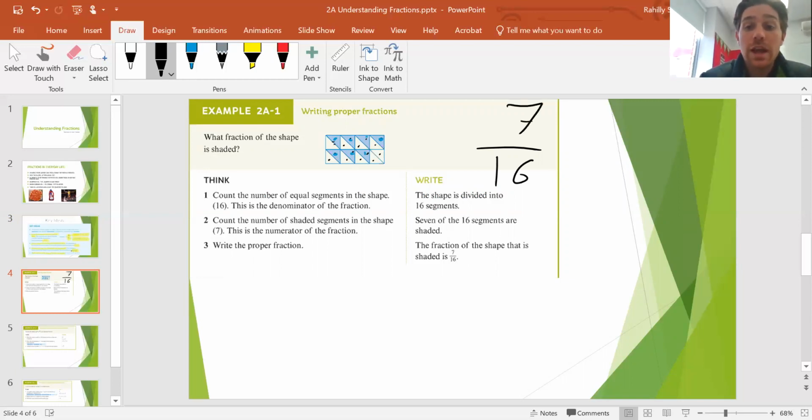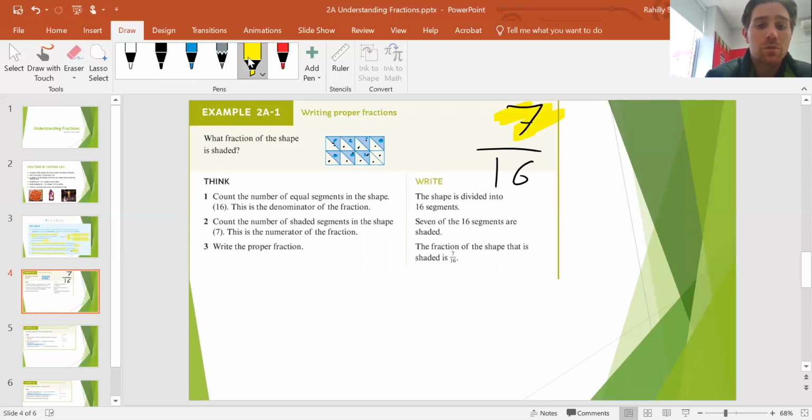So we've got 7 shaded parts over our 16 total parts. Okay, the shape is divided into 16 segments. 7 of the 16 are shaded. The fraction of the shape that is shaded is 7 over 16.